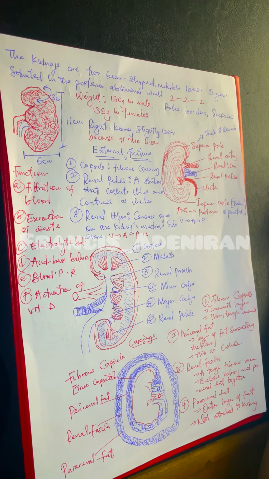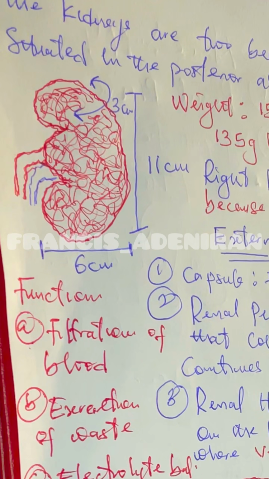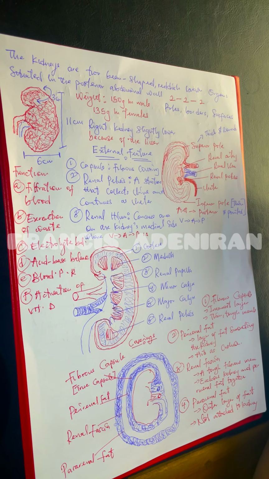In today's teaching, we're going to be discussing the anatomy of the kidneys. The kidneys are two bean-shaped organs that are reddish brown in color, and they are situated in the posterior abdominal wall. They are 11 centimeters long, 6 centimeters wide, and 3 centimeters thick, and on average weigh about 150 grams in males and about 135 grams in females.